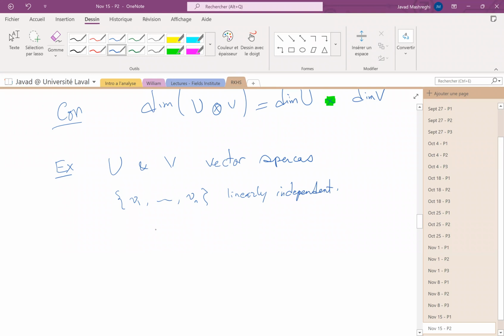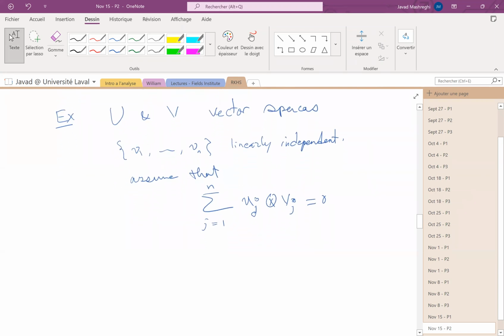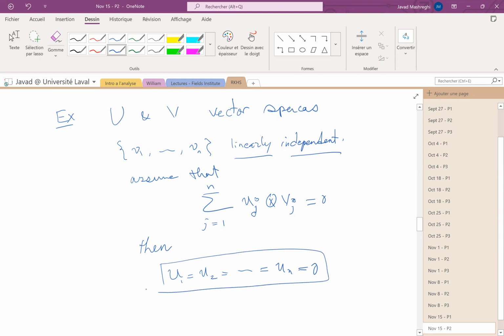And assume that the sum j from 1 to n, Uj tensor Vj is equal to 0. That's the consequence of independency. In general, if we have a summation like this equal to 0, we cannot say anything more, just that the linear combination is 0. But now, thanks to this property, we can conclude that U1 equal to U2 up to Un equal to 0. Of course, the other way around is trivial.